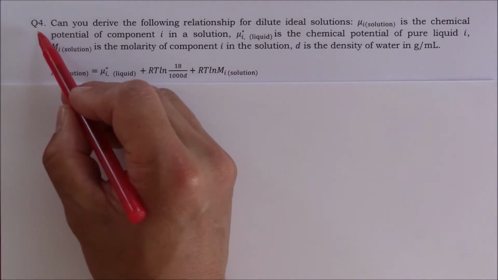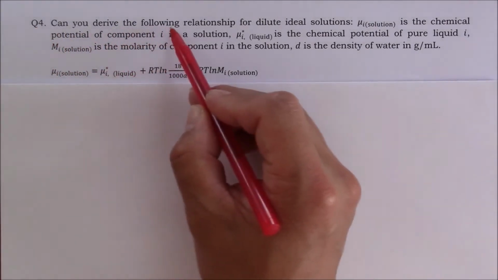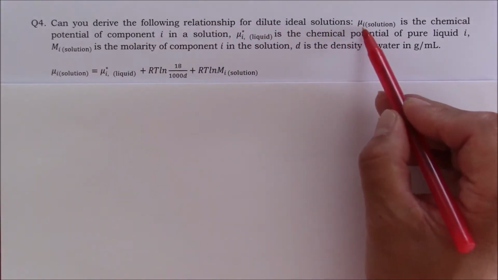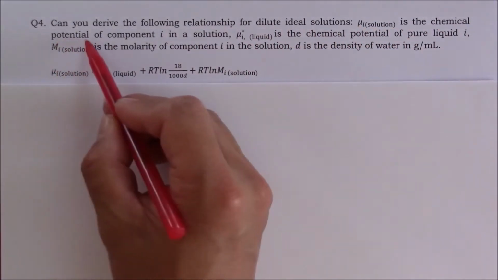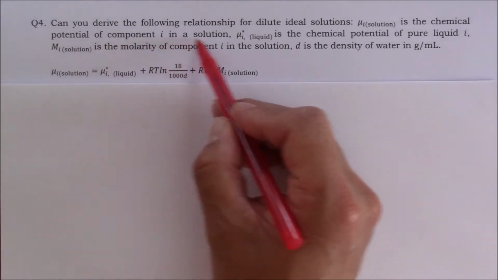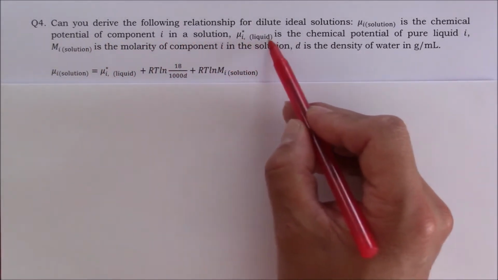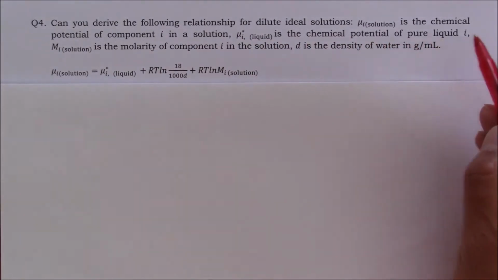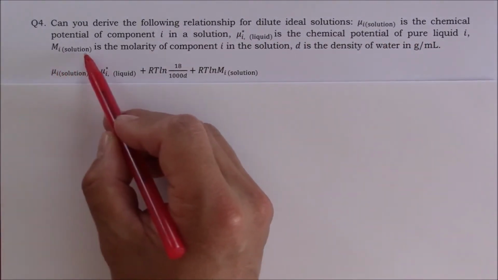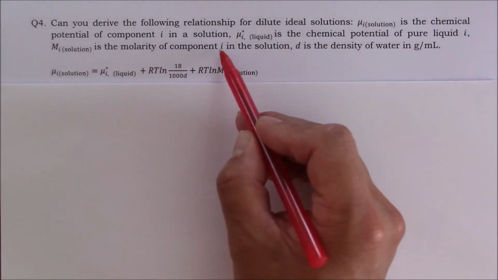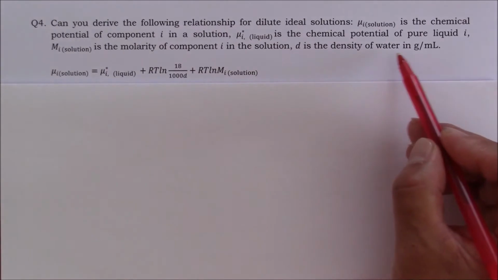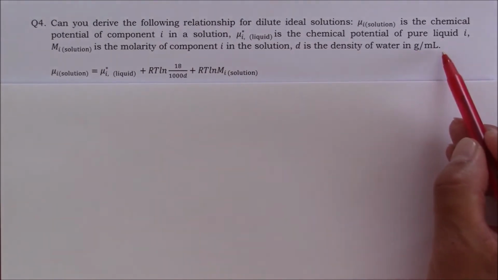Question number 4. Can you derive the following relationship for the dilute ideal solutions? μI solution is the chemical potential of component I in a solution. μI liquid star is the chemical potential of pure liquid I. MI solution is the molarity of component I in the solution. D is the density of water in gram per milliliter.